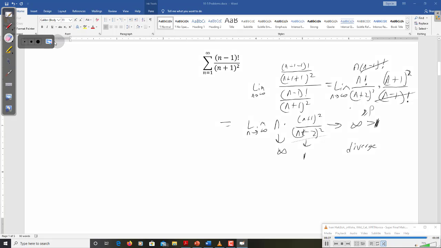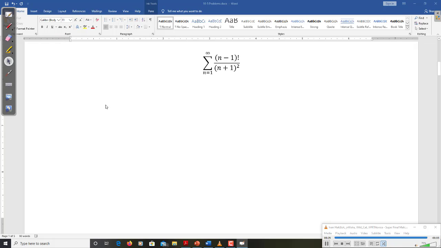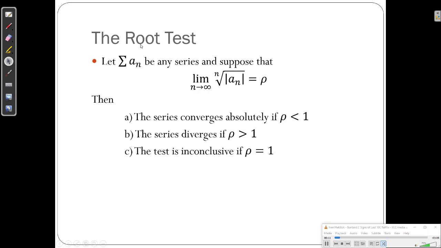All right, let's talk about the root test. I'm not going to prove the ratio or root test. Their proofs are in the book. They are similar, so they're worth looking at. We aren't going to present them here.